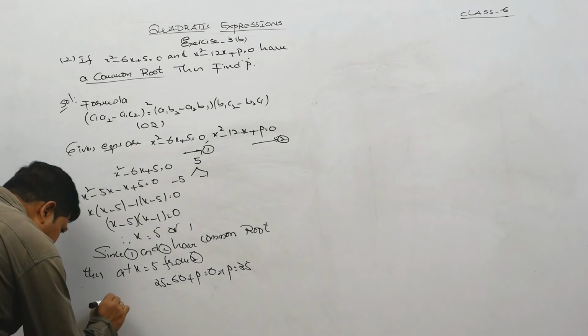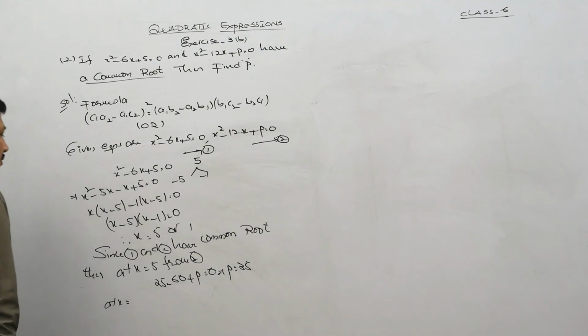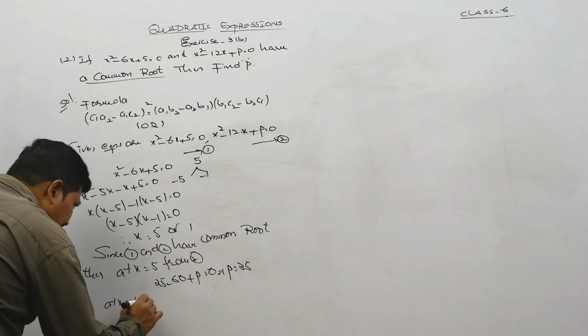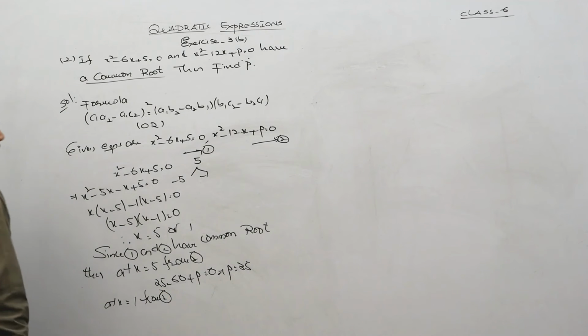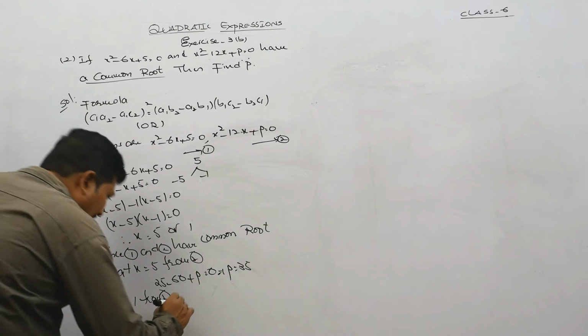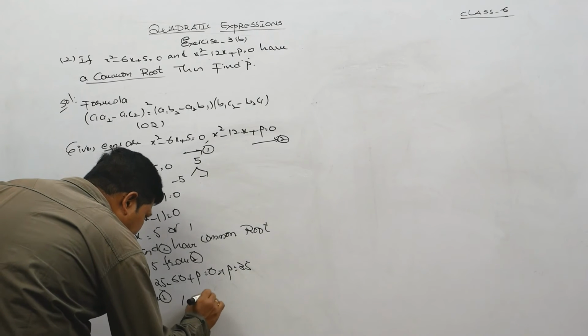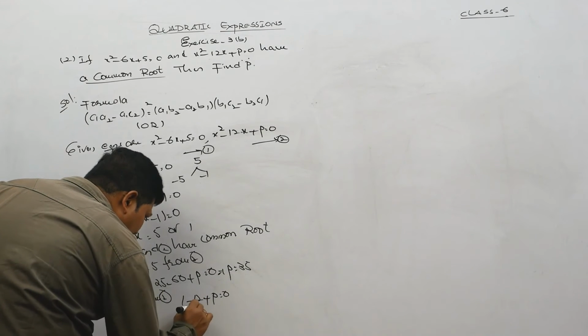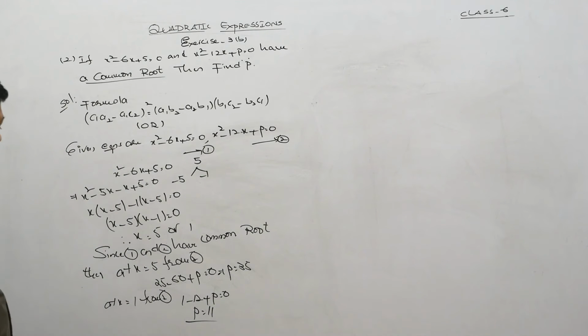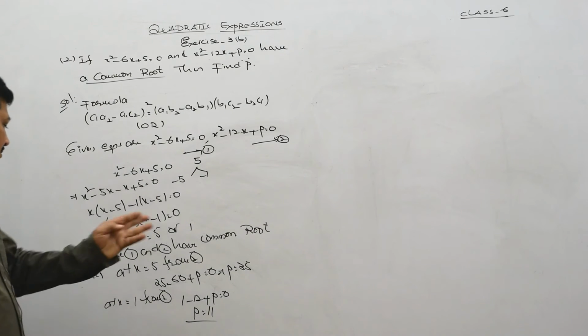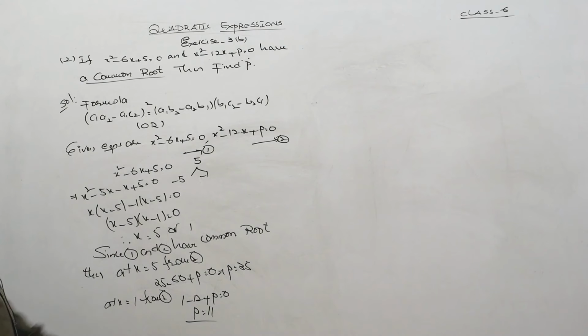Next, at x is equal to 1 from equation 2. So again substituting this one, 1 minus 12 plus p is equal to 0. 1 minus 12 is equal to minus 11, taking to the other side, p is equal to 11. This is one method and you can use that formula to do that problem also.